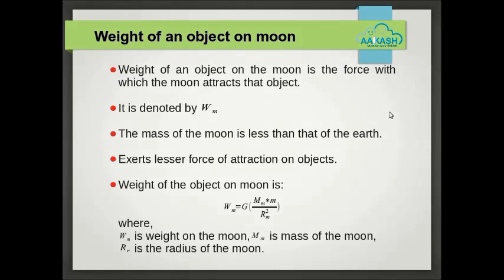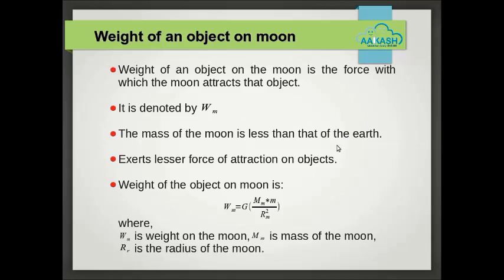So friends, what will be an object's weight on Moon? Can you think of it? Will it be higher or lesser? Let's see. Weight of an object on the Moon is the force with which the Moon attracts that object, and it is denoted by Wm.